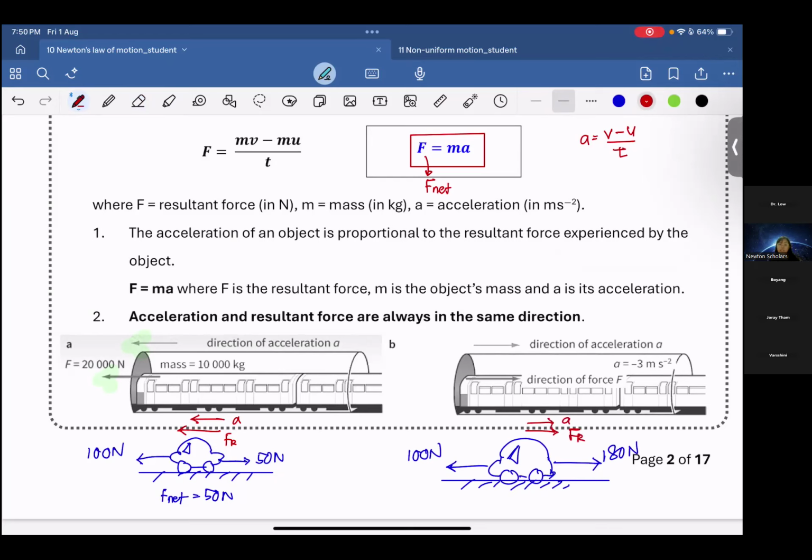But in this case they are slowing down. Imagine you are running and suddenly strong wind blowing. You won't move backward, you just slow down because of the air resistance. So here I want you to highlight this direction and this direction. This sentence number 2 is emphasized in the syllabus. You have to know that acceleration and resultant force are always in the same direction.